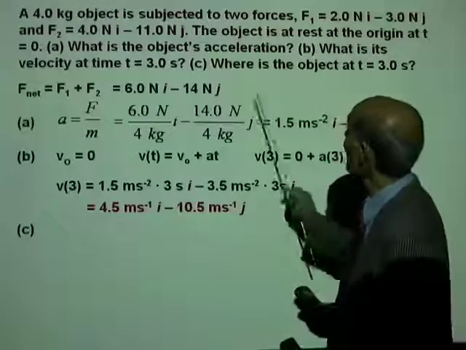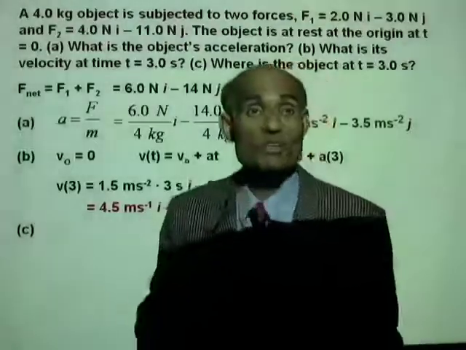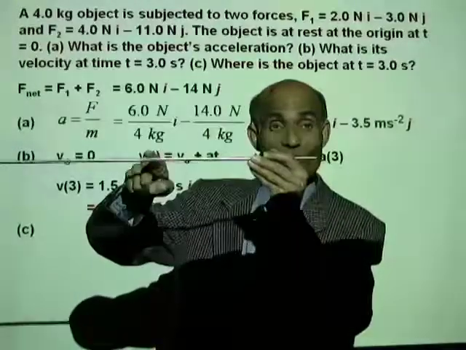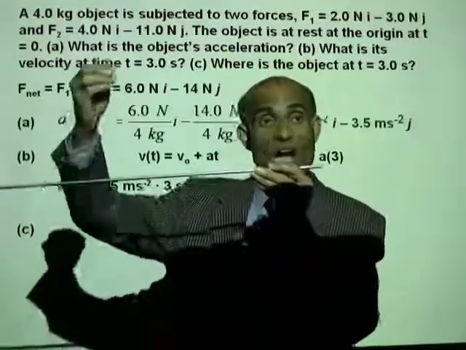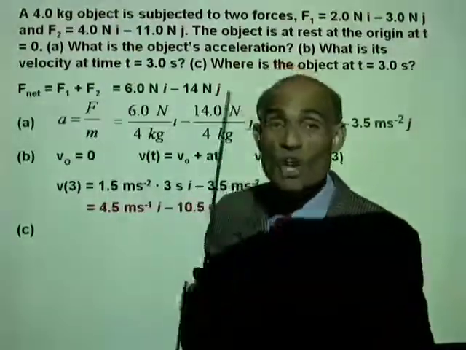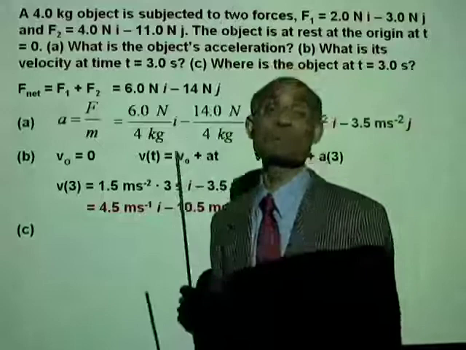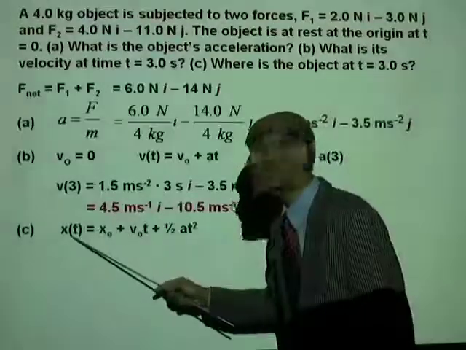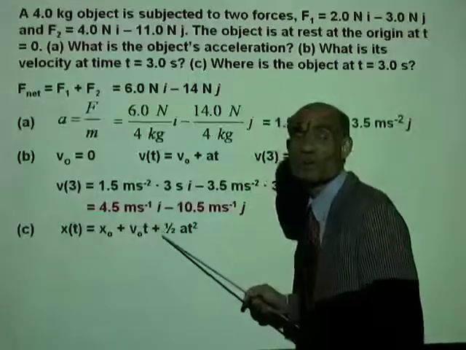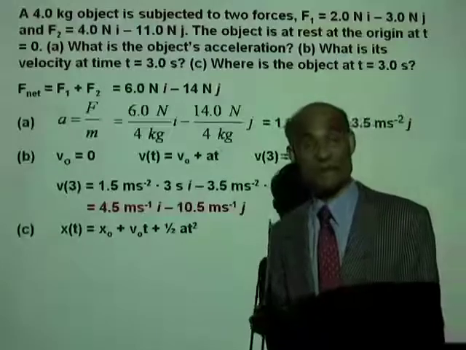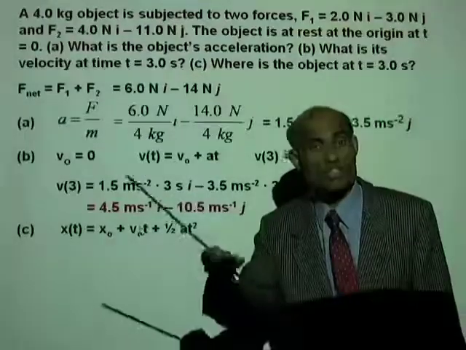Alright. In the C part, where is the object at t equal to 3 seconds? What is its position? Because the object has an x velocity and a y velocity, it will travel an x distance and a y distance. So where is the object? What is the position? There is an x position and a y position. And look at this equation. x of t equal to x0 plus v0 t plus 1/2 a t squared, where x0 is 0. We will assume that the object is at the origin.